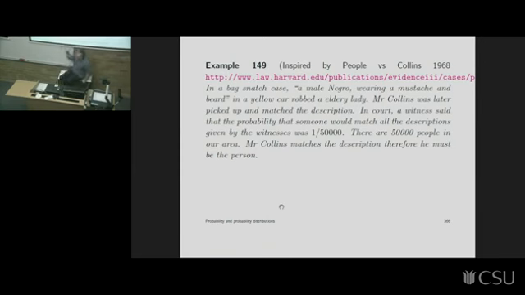I haven't used one from the court, I've just done a simplified version of 1 over 50,000. In the area that these people live, there happen to be 50,000 people. So if you multiply those out, there's one person who satisfies that. Mr. Collins satisfies that, so he's found guilty. And they did. They convicted him based on that. That's pretty bad.